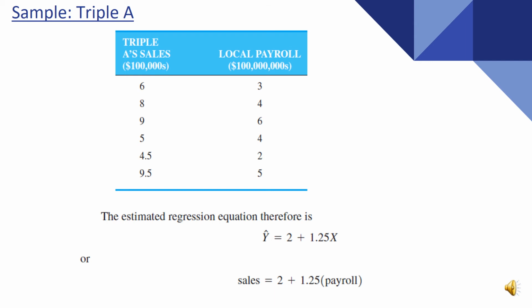One of the purposes of regression is to understand the relationship among variables. This model tells us that for each 100 million increase in the payroll, we would expect the sales to increase by 125,000, since b1 is equal to 1.25 times 100,000, or 125,000. This model helps AAA construction see how the local economy and company sales are related.